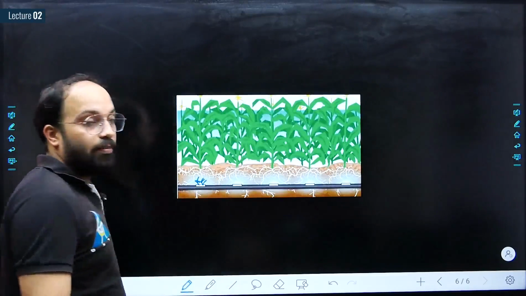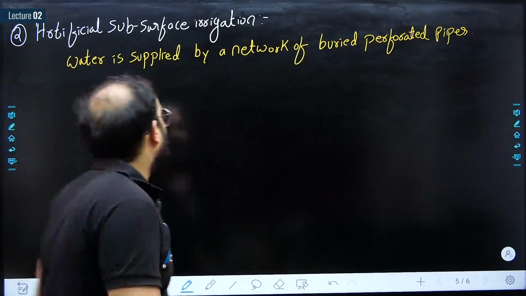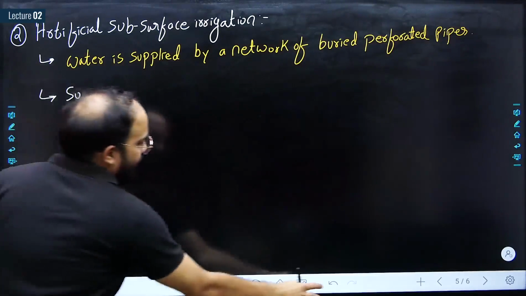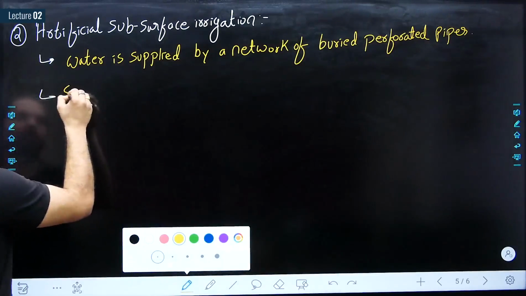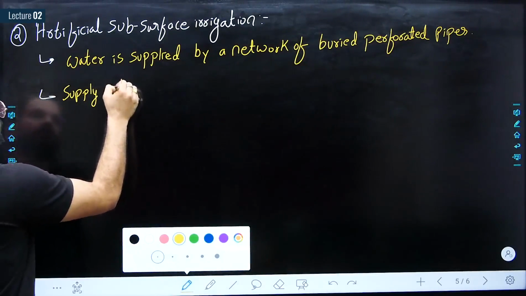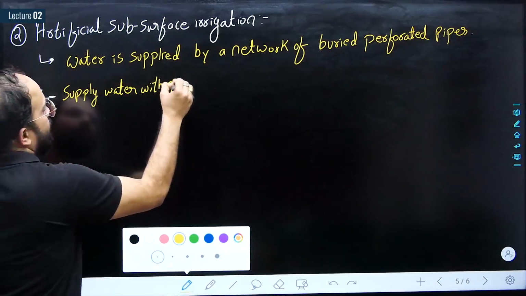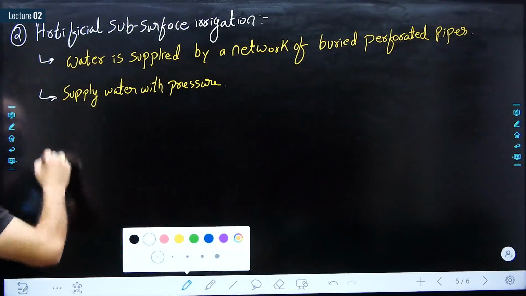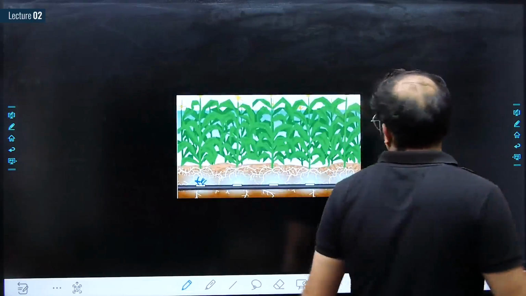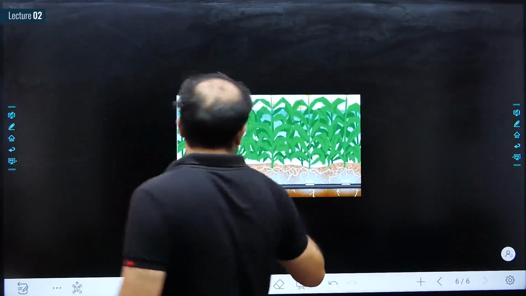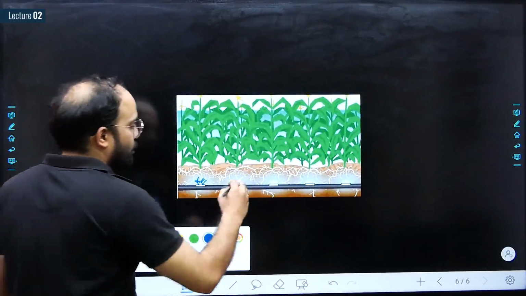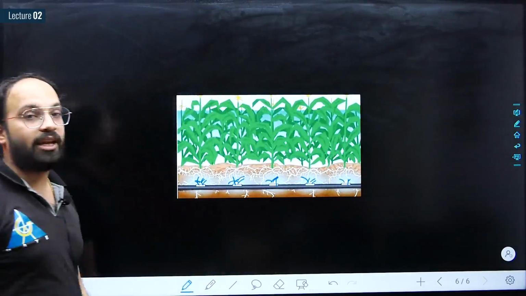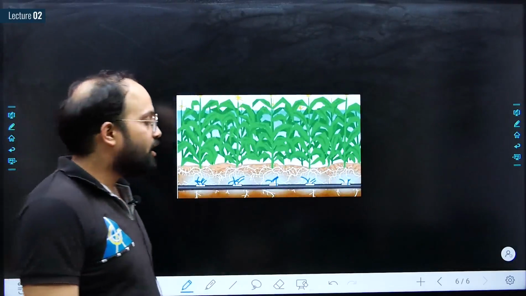Water will come when we supply the water with pressure. Here we are supplying the water with pressure. Only then will water enter the pipe and move out from these perforations, these holes. Then only will water move out from these holes if we supply the water with pressure.